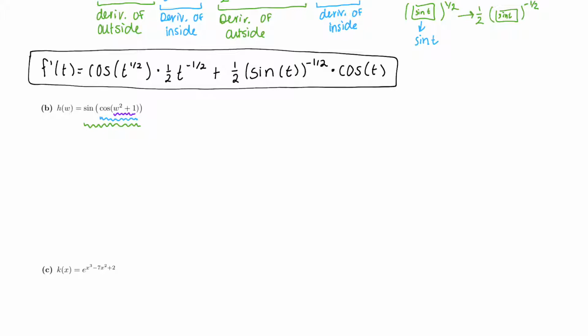So we need to do this in steps. The first thing we have is sine of stuff. All right, we have sine of stuff. And if we take the derivative of sine of stuff, then it's the derivative of the outside. So the derivative of sine is cosine, and the stuff remains the same in the inside. And then times the derivative of the stuff.